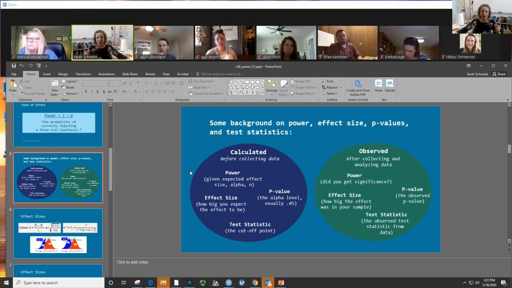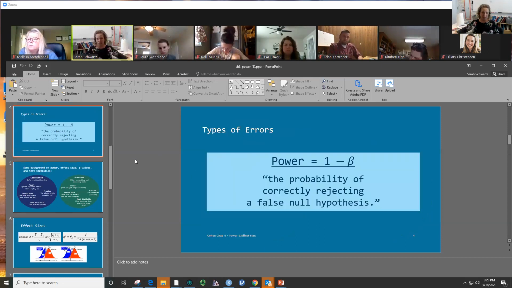So in this blue circle, we have what is calculated before you collect your data. Before you go collect your data, you need to have the power, the p-value, the effect size, and the test statistic cutoff that you're going to use. Then when you observe your data, we can also calculate power, p-value, effect size, and the test statistic as well. And it's kind of the cycle of where you get started.